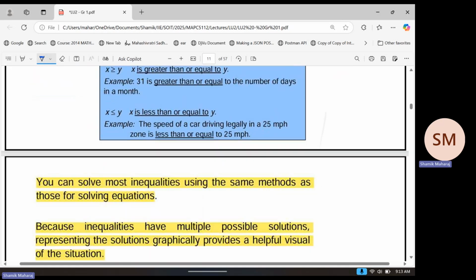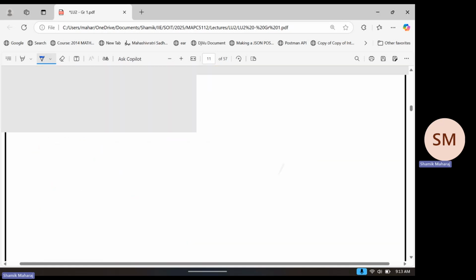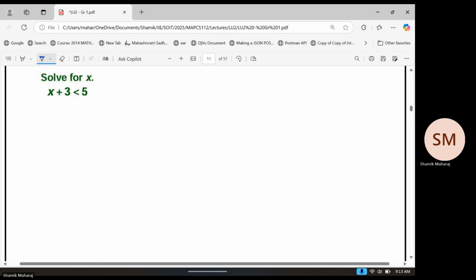Solving inequalities. So at this point, we know what inequalities are. We just need to know how to solve them. We need to know how to plot them. I think we do. Yes, we do plot them. Okay. So I'm going to do the first one with you guys.